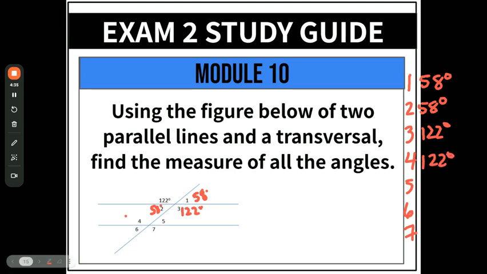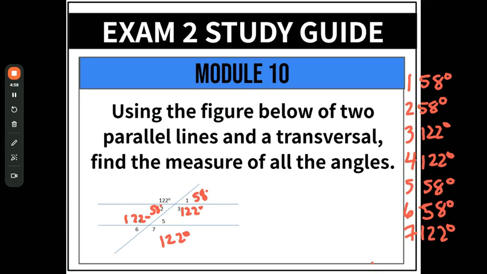Okay, now per the rule, angle 7 is going to be the exact same as angle 4 as well, 122 degrees. And then the same thing applies up here. Angle 5 and angle 6 are both going to be 58 degrees. So yeah, like I said, not a lot of math, just need to be aware of the rules that apply when we have two parallel lines and a transversal.